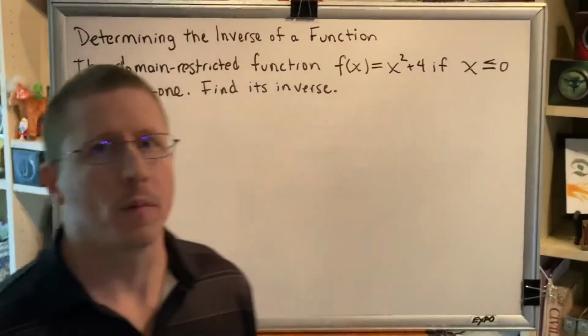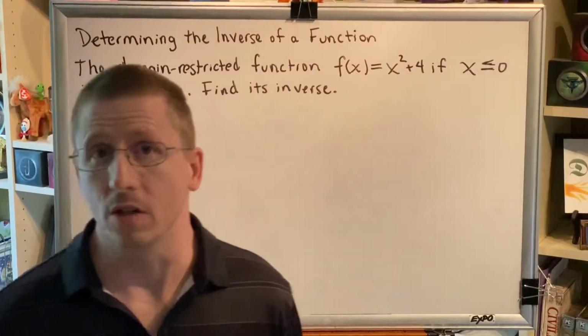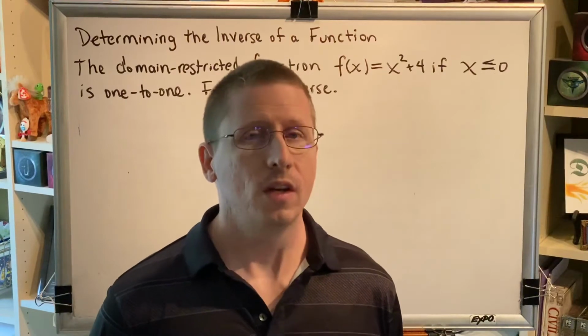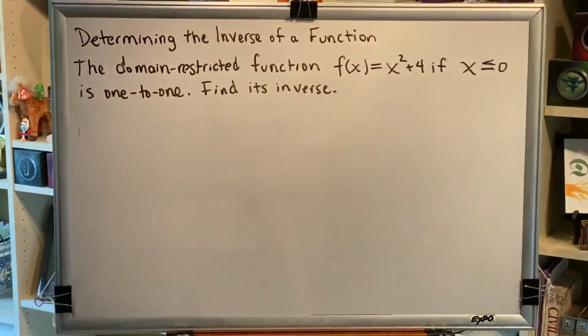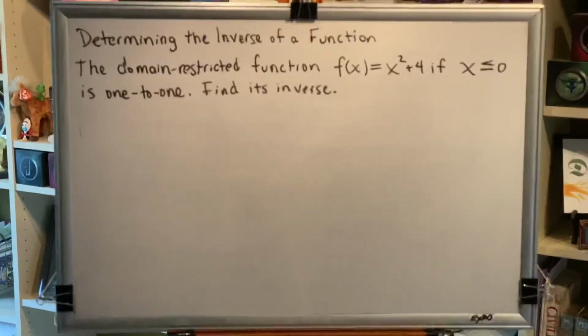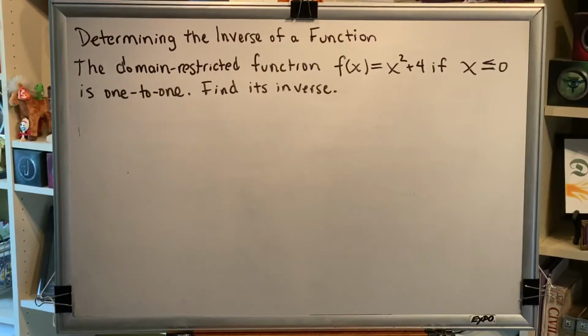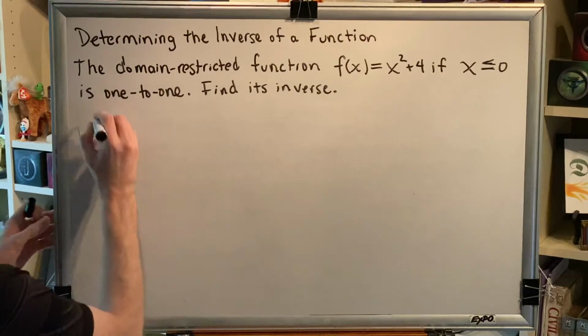I like this problem because it shows that domain-restricted functions and piecewise defined functions can be 1 to 1 and therefore have inverses. And here's a problem with a domain-restricted function that happens to be 1 to 1, and we're going to find its inverse. Let's go through the 4 steps together.